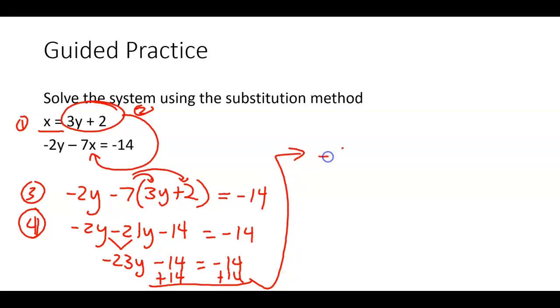So we got negative 23y equals what? Zero. Okay. David, what's next?